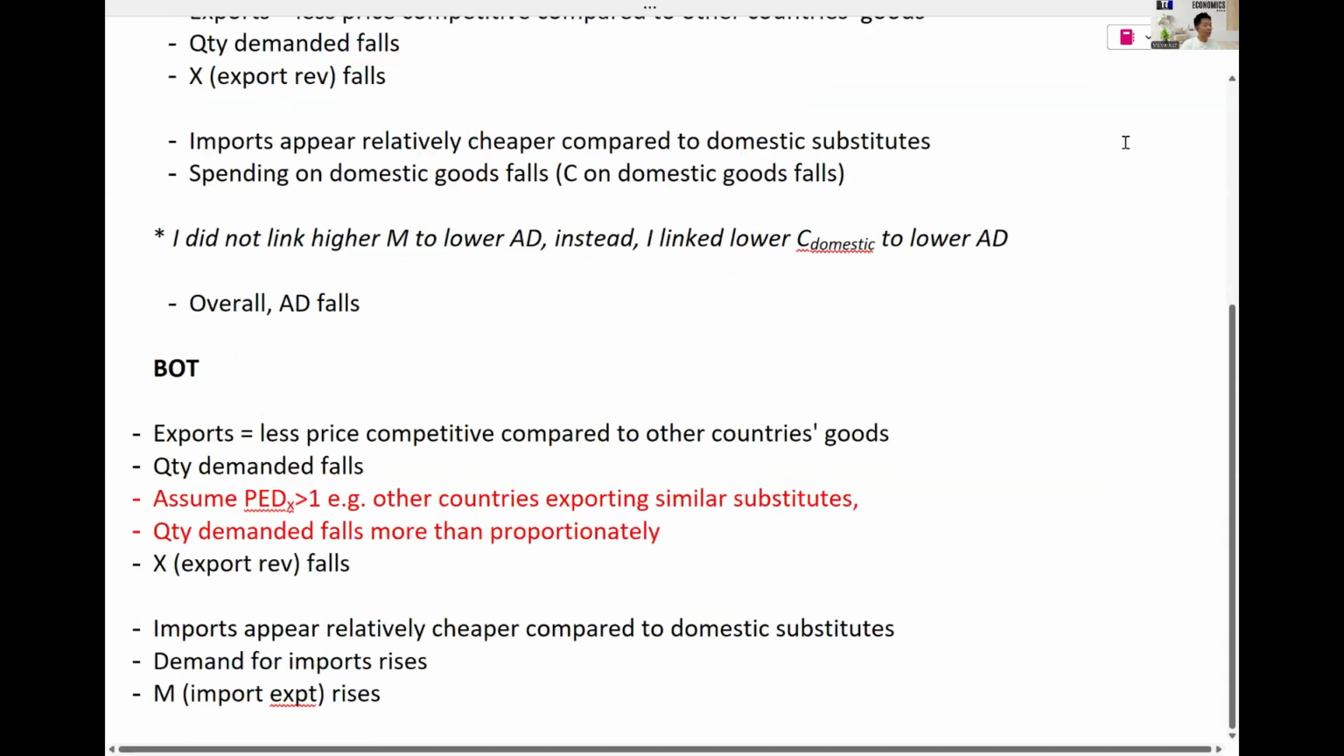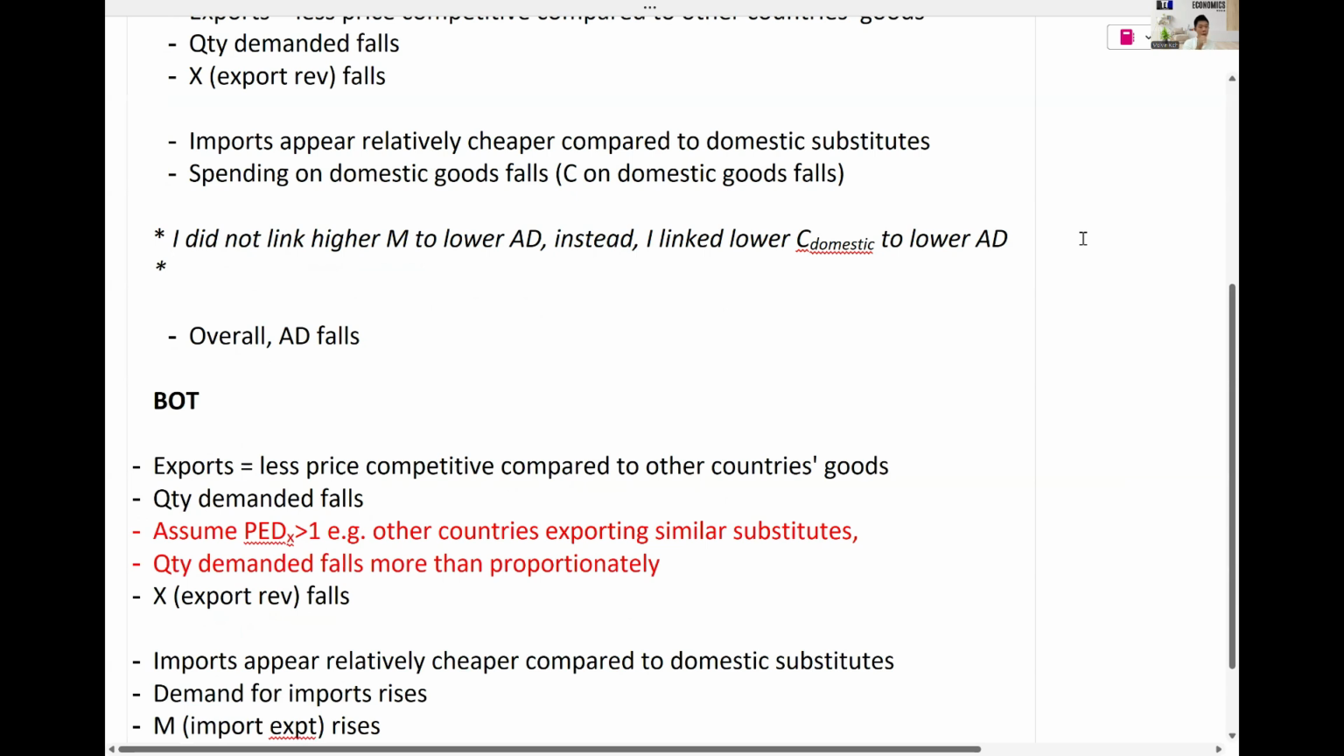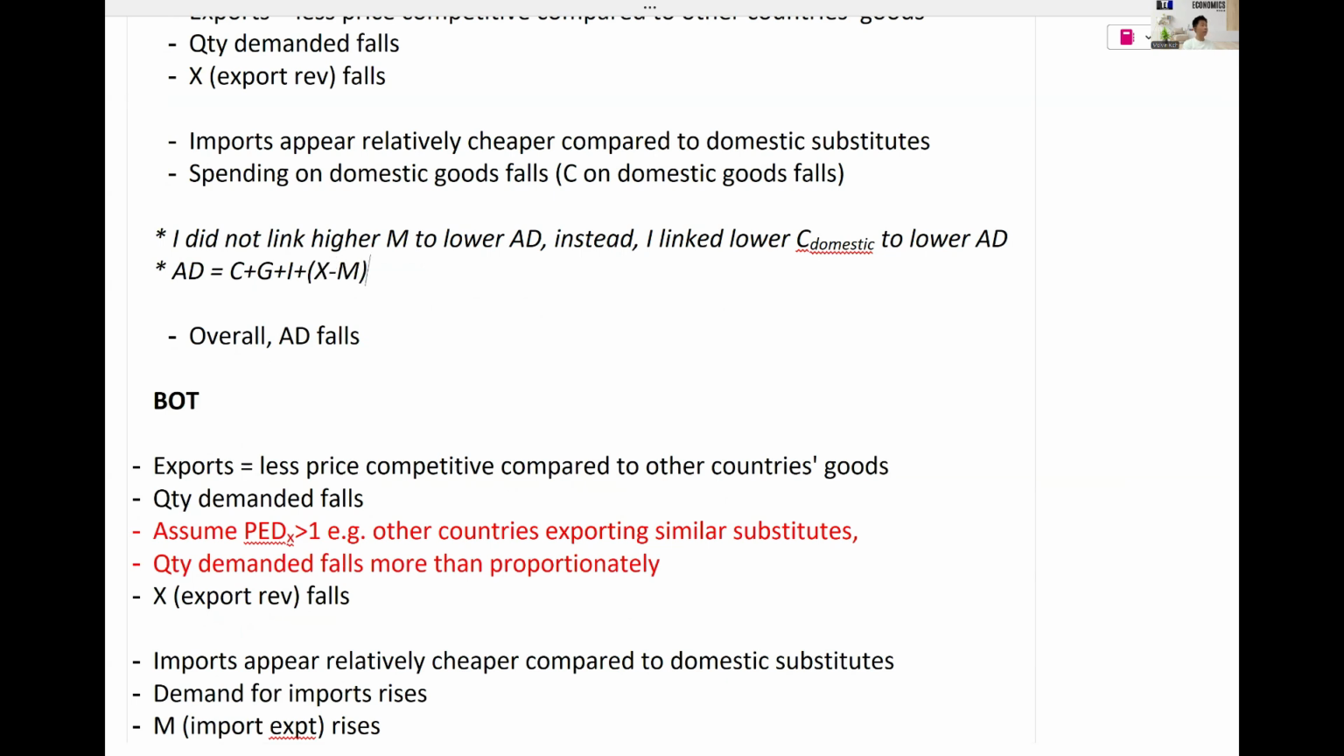Oh, yeah. So this one, right? You see, yeah? Okay. A few steps, which is what one of you asked on Zoom also. AD is C plus G plus I plus X minus M, correct? And AD is also defined as total planned spending on final goods and services produced within the country.